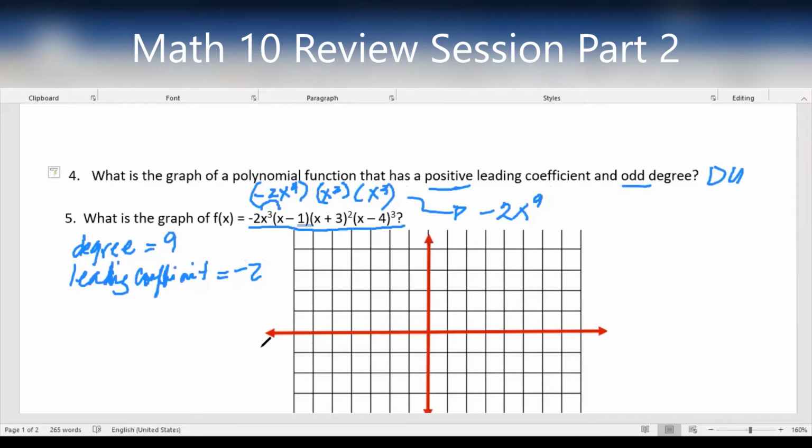Okay na. So, negative 2x to the 9, this will tell us the end behavior. So, negative, what is negative odd? Negative odd, negative, and then odd. What is our end behavior? Is it up, up, or up, down?